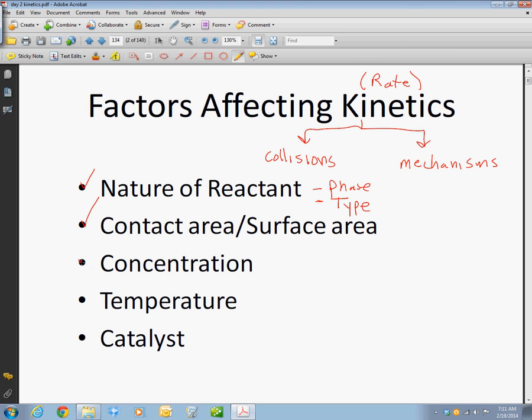The third main thing is concentration. The more reactants you have, the more collisions you will have, the faster the reaction will go.